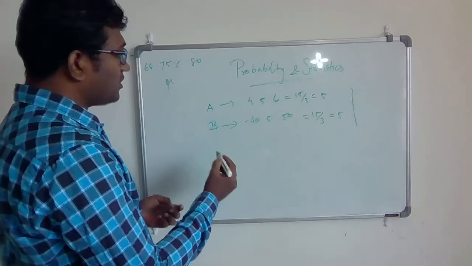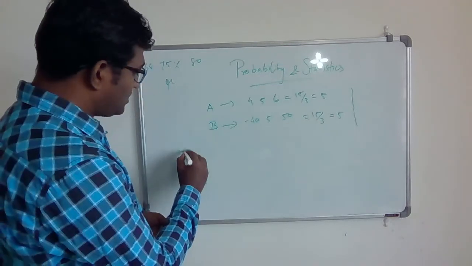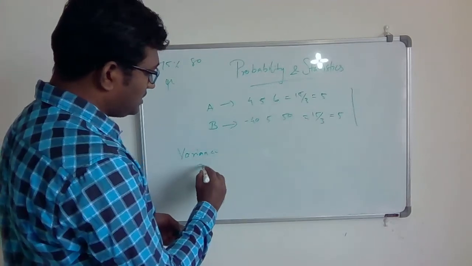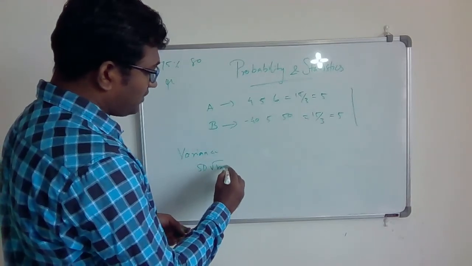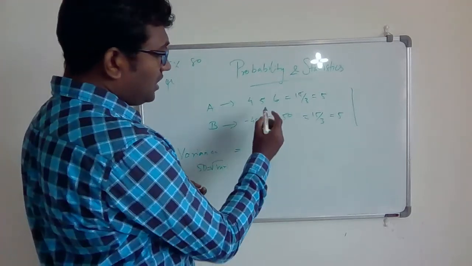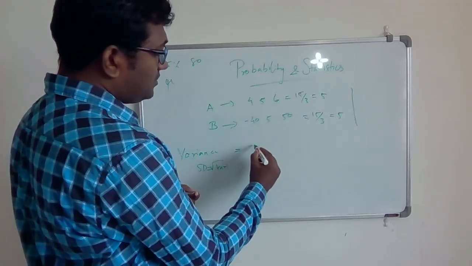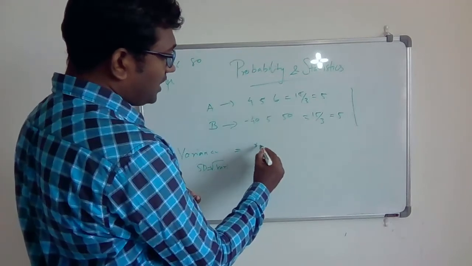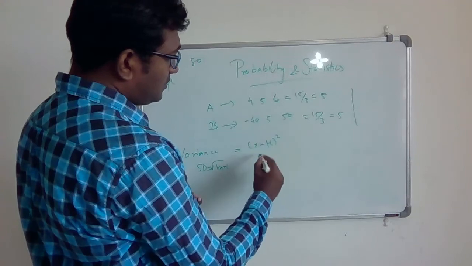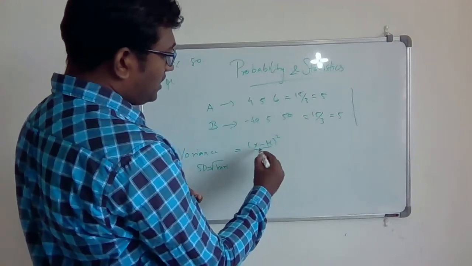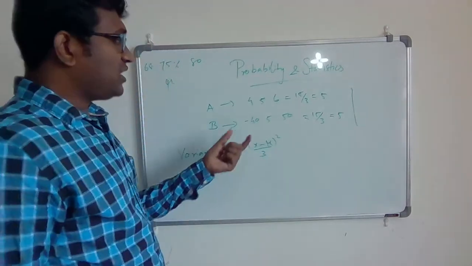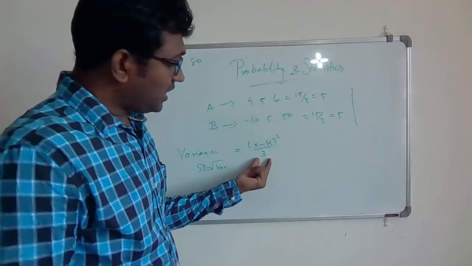Another important concept along with mean is the variance. Standard deviation is the square root of variance. So what it really is: you subtract the mean from the value x, take the whole square, and divide by the number of samples. Here it is 3. If it is a population, you go with n.